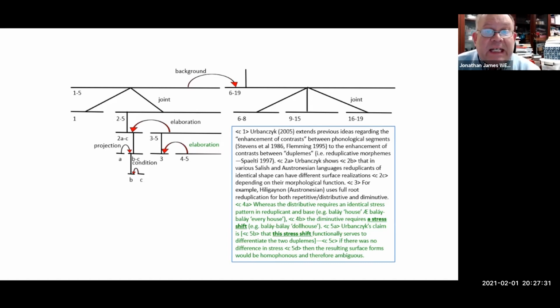Thematic progression. Linear thematic progression is showing me how these ideas are all related. Now notice that Urbanchik's claim is that this stress shift, now where did we see any mention of stress shift before?